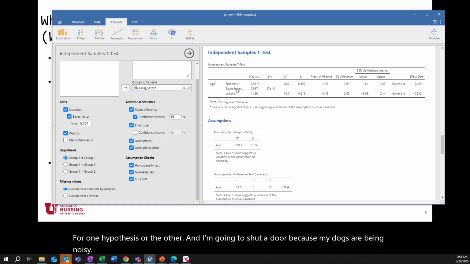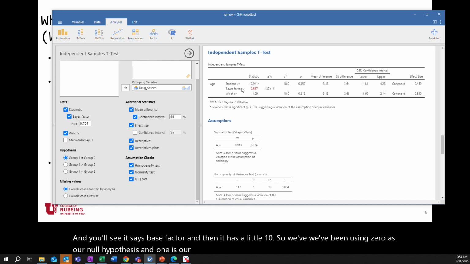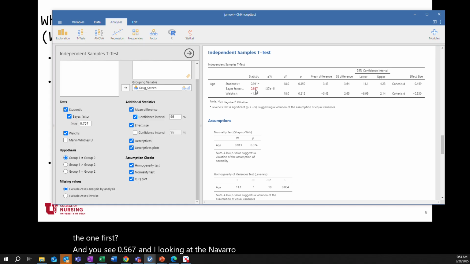Okay, and you'll see it says Bayes factor, and then it has a little 1, 0. So we've been using 0 as our null hypothesis and 1 as our alternative hypothesis. And this is showing the evidence for the alternative hypothesis. It put the 1 first, and you see 0.567. And looking at the Navarro text, I kind of like Navarro's convention to report these as a whole number.